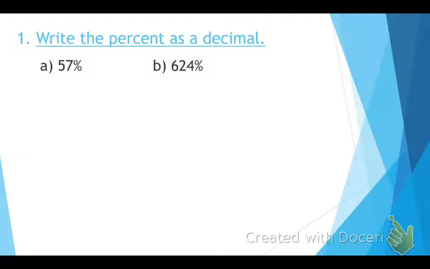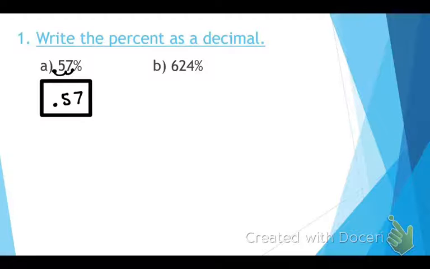So first up, section 1 says to write the percent as a decimal. Looking at this first one, 57%, where's the decimal point at? Behind the 7, okay? What do I have to do with that decimal point? Move it to the left, so what's my answer? 0.57. I want you guys to go ahead and do the next one on your own.